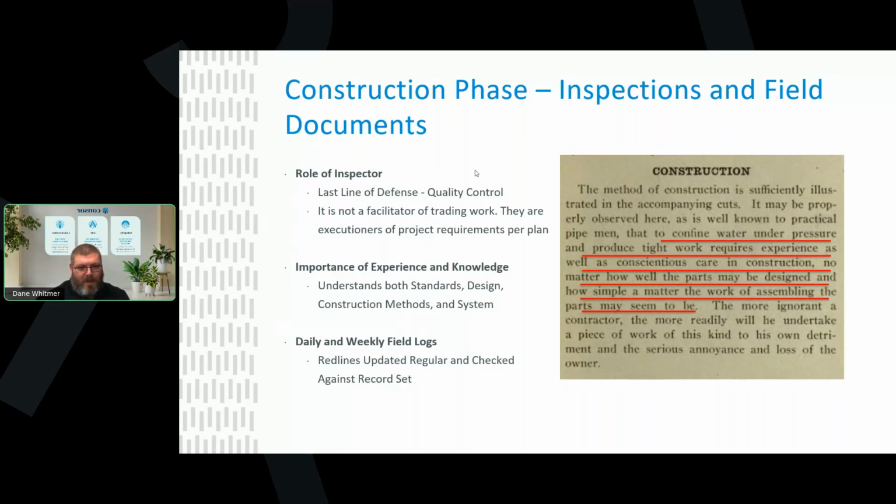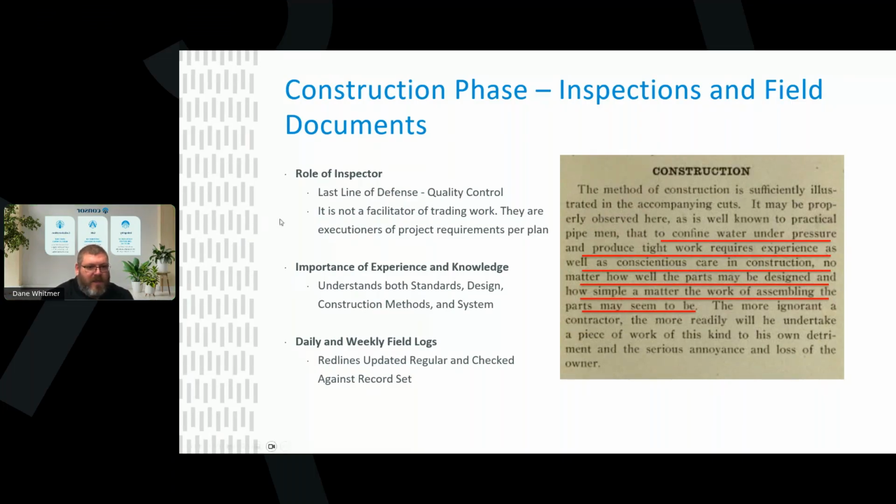So again, if we have the best material and the best designer, but it's not installed per plan and per industry standards, you're going to have failures a lot sooner. And that's what we find in our system. Most often, that's why a system will fail.